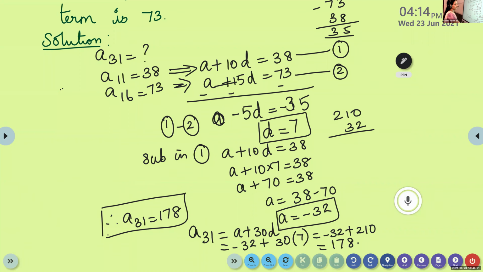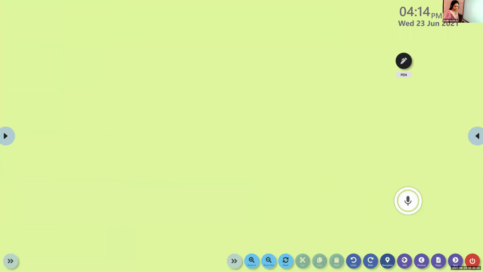Write the question. Here, what is given? The 17th term of an AP. 17th term means we denote this as A17. A17 is exceeding. Exceeding means it is more. More than which one? The 10th term by 7. So what is the equation? What equation will you get?